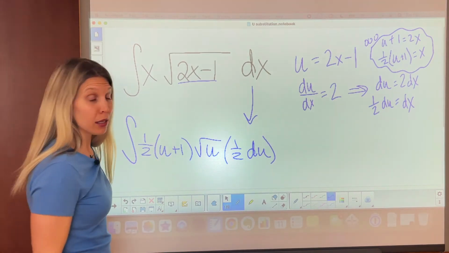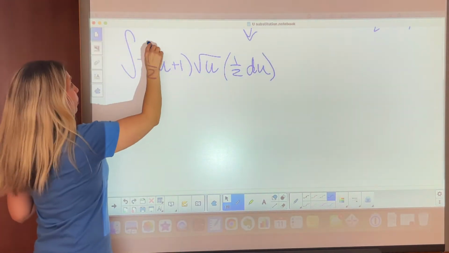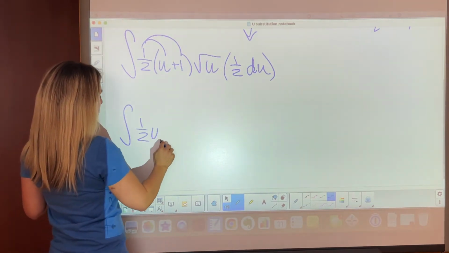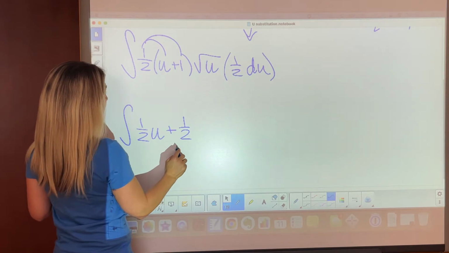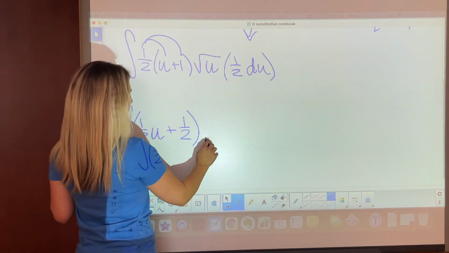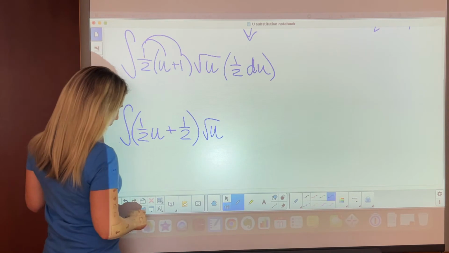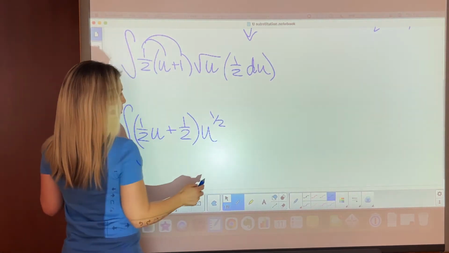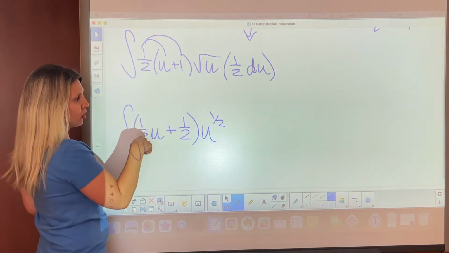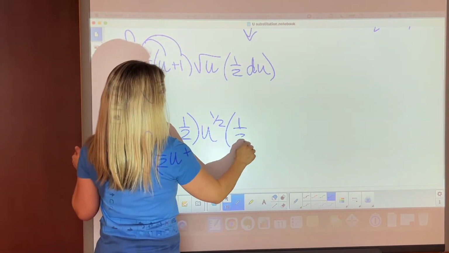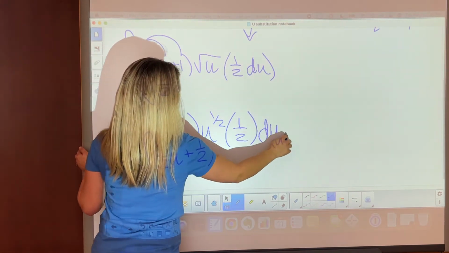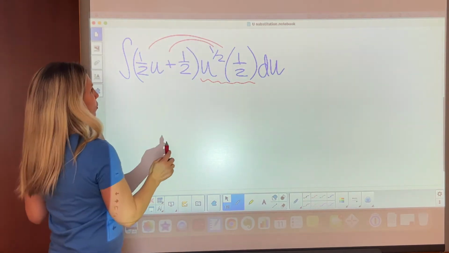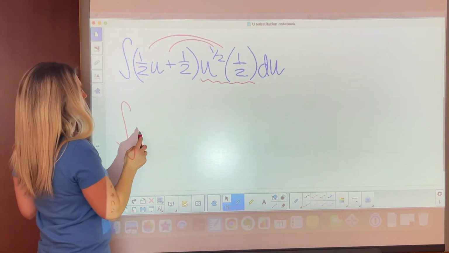Now we just need to clean this mess up. The first thing I'm going to do is distribute my 1/2 through. So I've got the integral of 1/2 u plus 1/2, all that times the square root of u, which honestly I'm going to rewrite as u to the 1/2, because guess what my next step is going to be? It's going to be to multiply that guy through. And then we've got another 1/2 out front here. So now I'm going to take this whole thing and we're going to distribute that piece through. So now we've got the integral.